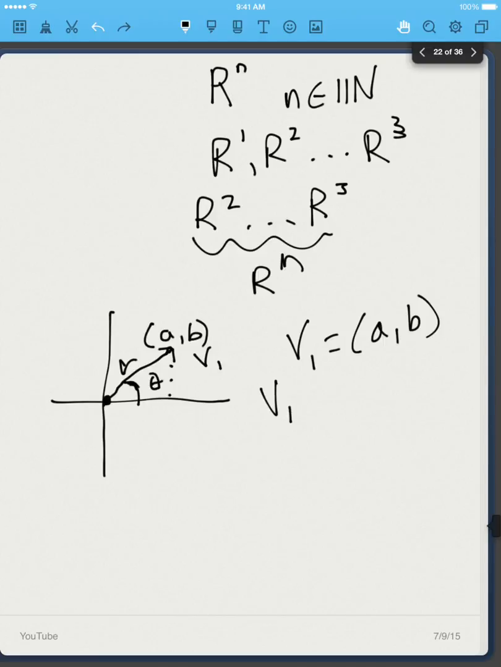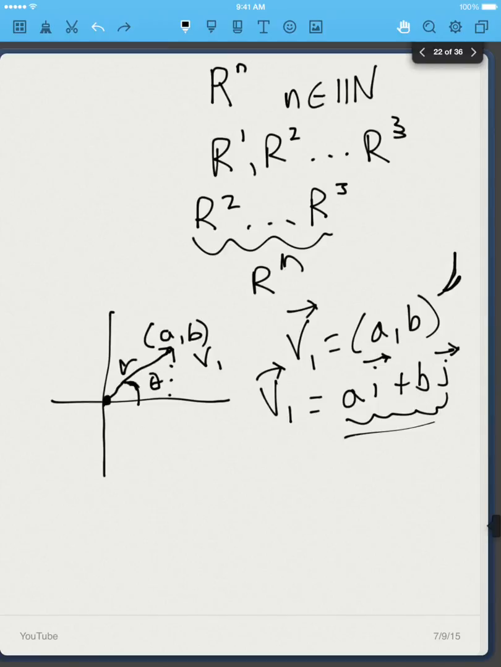Another way is that v1 equals ai plus bj. So we put arrows over these because they're the unit vectors in the x and y direction respectively. And really the way that this notation holds true is the way that vector addition works. In terms of my notation, I like this one because it's a little bit more powerful and generalized. The issue with this notation is that the highest degree vector that you can write with this notation is a vector that lives in R3.